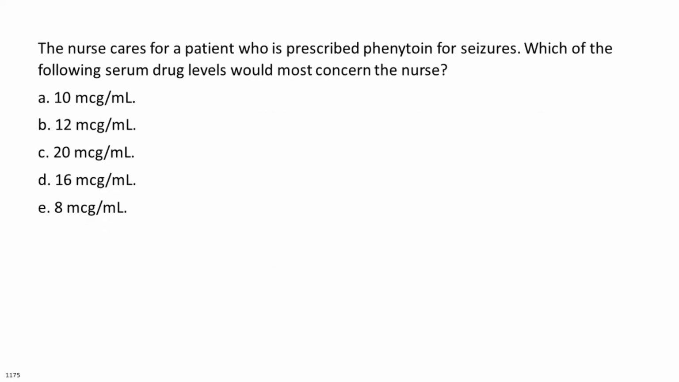The nurse cares for a patient who is prescribed phenytoin for seizures. Which of the following serum drug levels would most concern the nurse? A. 10 microgram per milliliter. B. 12 microgram per milliliter. C. 20 microgram per milliliter. D. 16 microgram per milliliter. E. 8 microgram per milliliter.